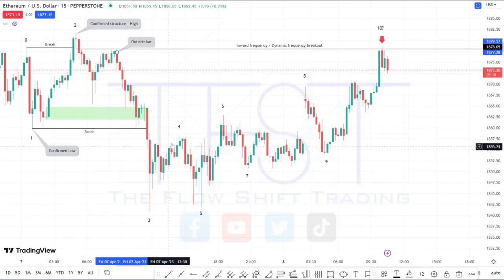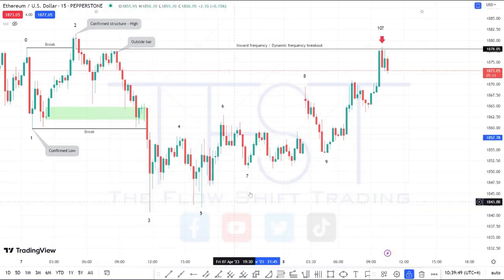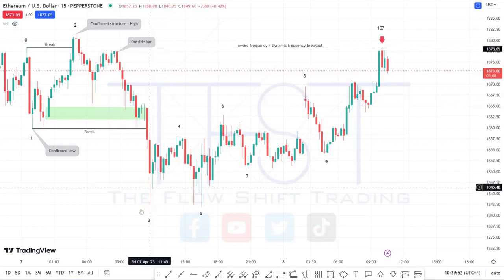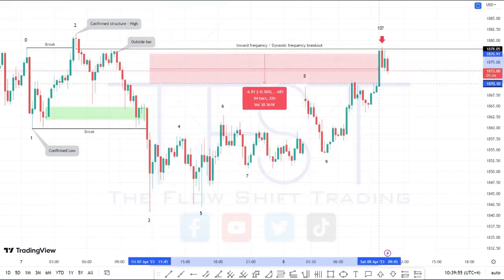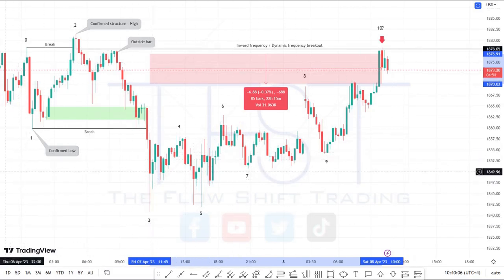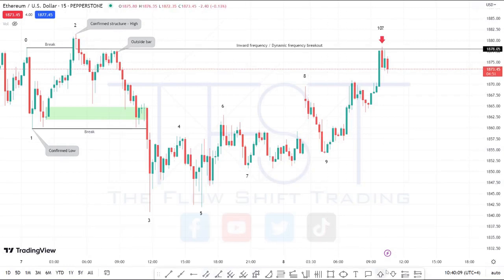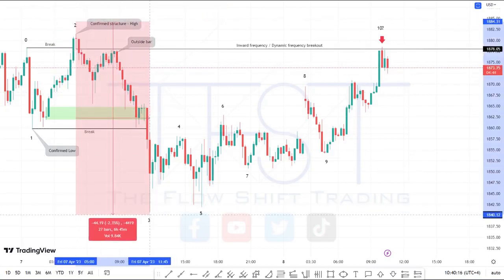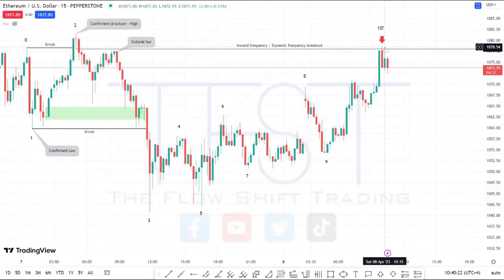And you can see how the price struggled and needed several candles. From this low up to this, it needed 85 bars or 85 candles. That is vector 3 to 10. Whereas for vector 2 to 3, it only needed 27 bars or 27 candles. So you can see here, sellers are reacting at the inward frequency line and our dynamic frequency breakout once more.